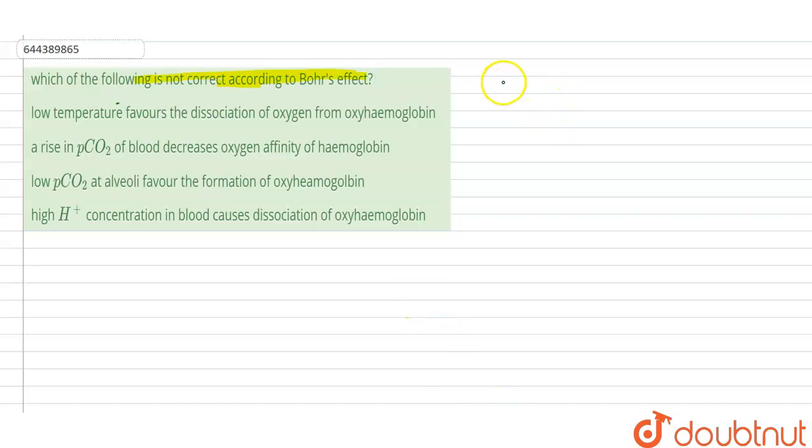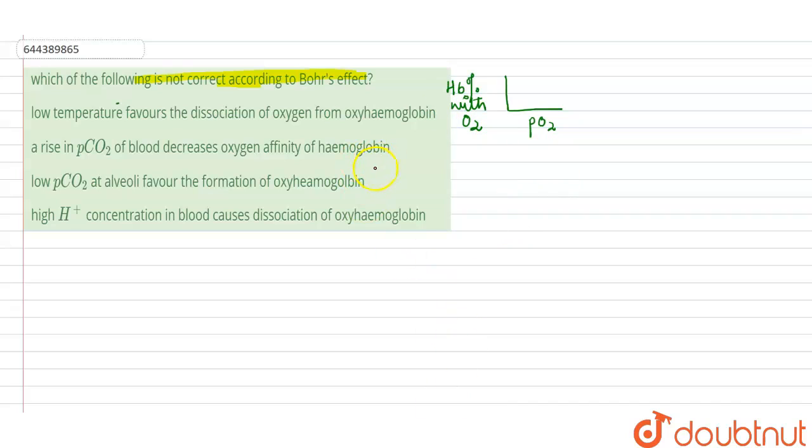Students, the question here says which of the following is not correct according to Bohr's effect. So here we see that a graph has to be made, where on the x-axis there will be the partial pressure of oxygen, whereas on the y-axis there will be the percentage saturation of hemoglobin with oxygen. So that is the formation of HbO2.